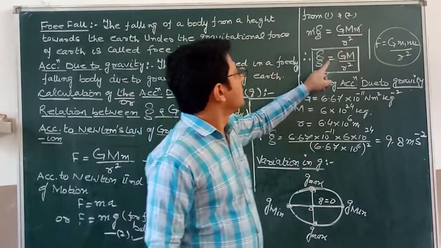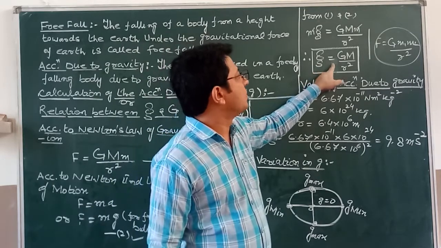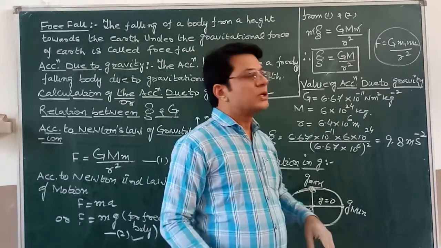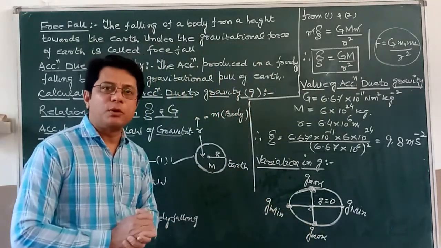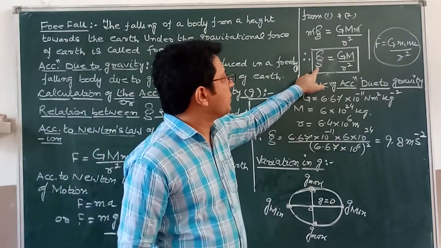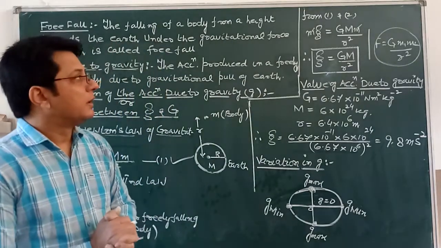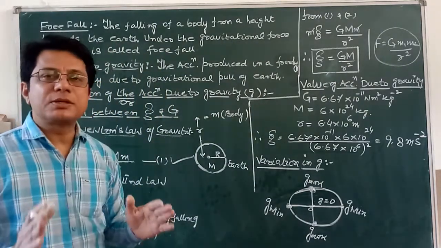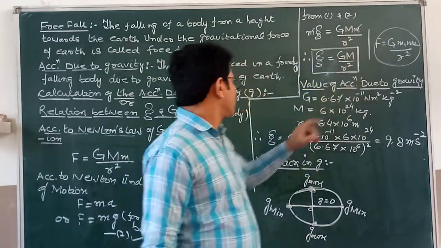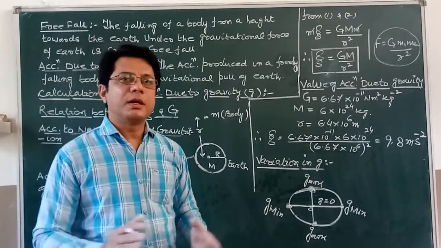Mm cancel out, so the value of acceleration due to gravity, small g, is equal to capital G M upon r square. So this is a relationship between small g and capital G. That is, acceleration due to gravity is equal to GM upon r square. It means acceleration due to gravity does not depend upon the mass of the body. Small m cancels out, there is no mass of the body.